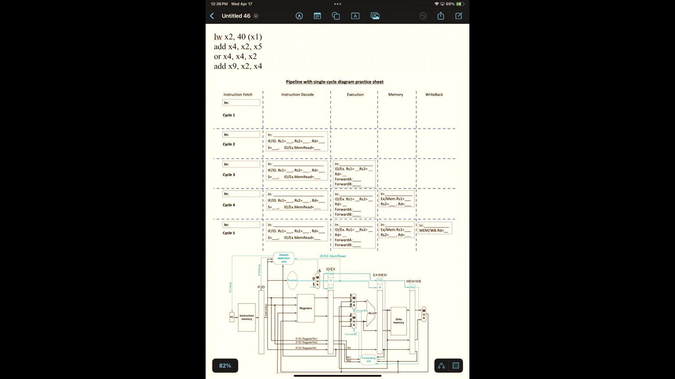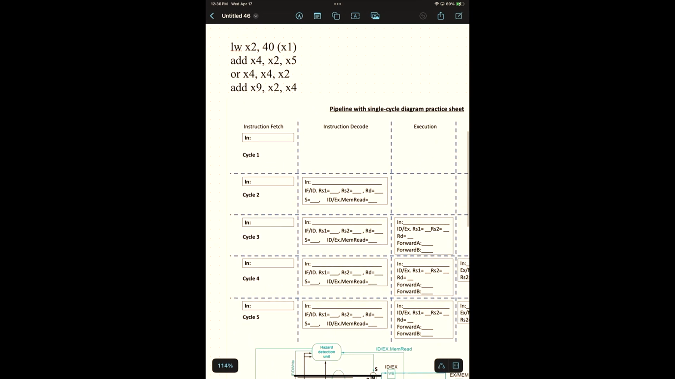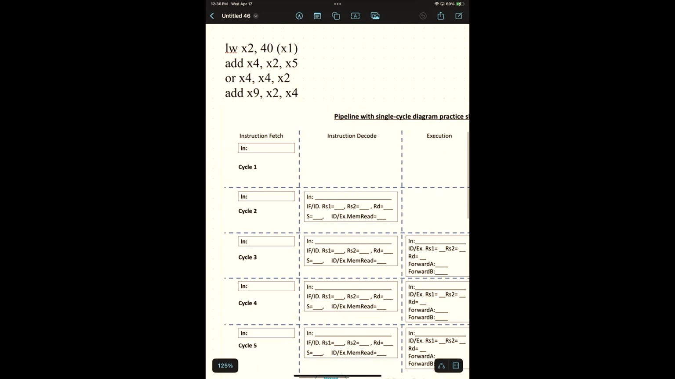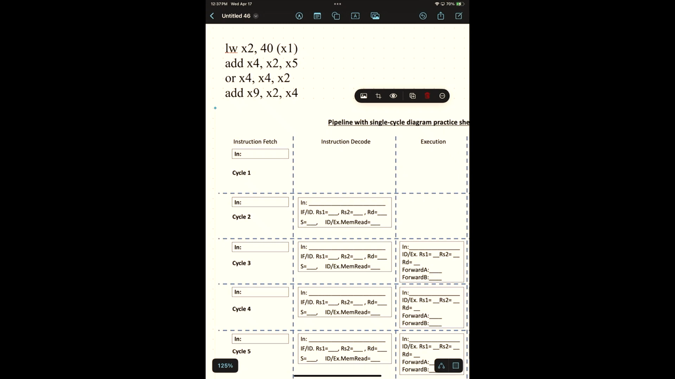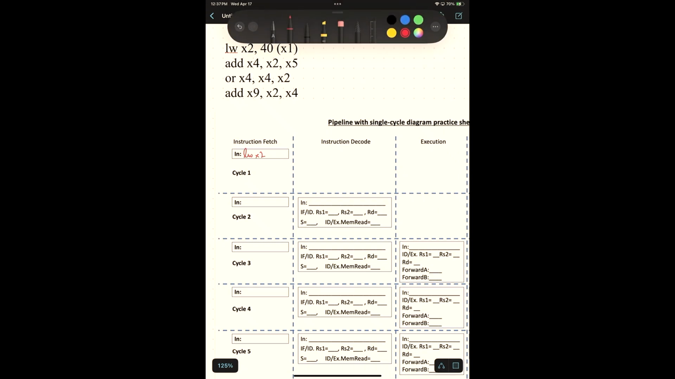So we have this program. Let me zoom it a bit. We have these 4 instructions in our program. I'm starting to solve this activity sheet. First of all, you write the first instruction, which is LW x2 40 x1. This is the instruction which will go into the instruction fetch during clock cycle number 1.